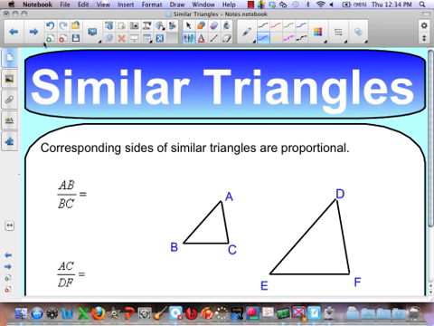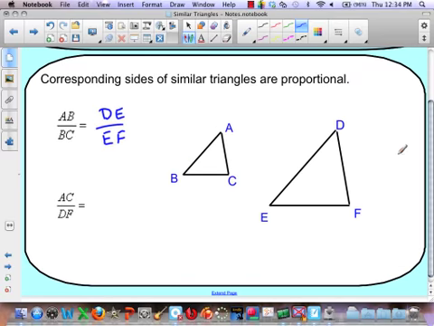Okay, let's practice writing our proportions. The ratio of AB to BC, DE to what? So that's going to be DE over EF. What about AC to DF? So AB over DE. Is there another way I could write that? BC to EF. How are we feeling with writing these proportions? You got it.